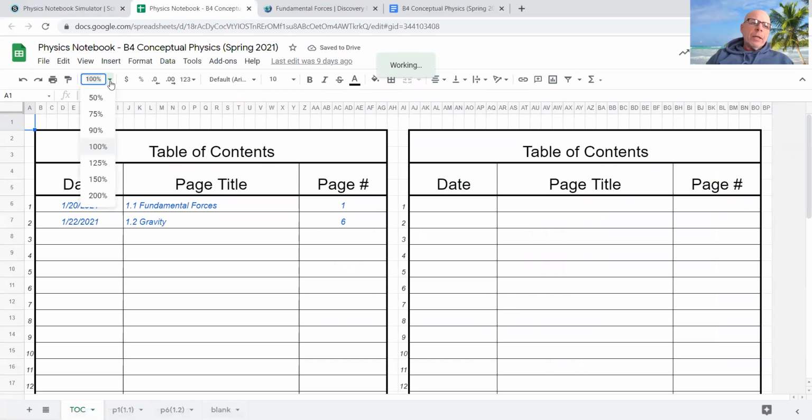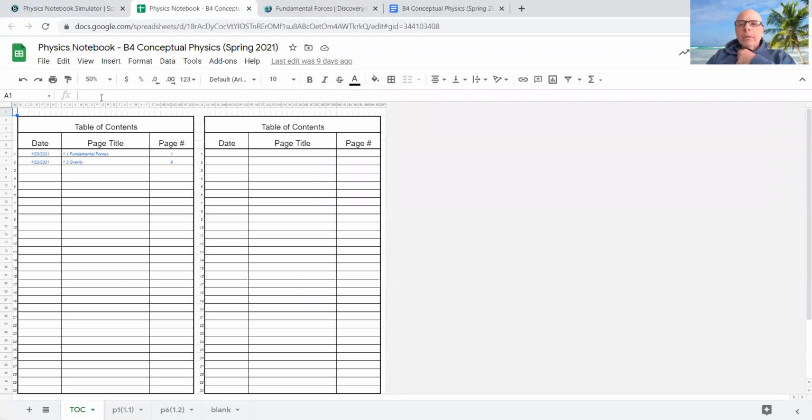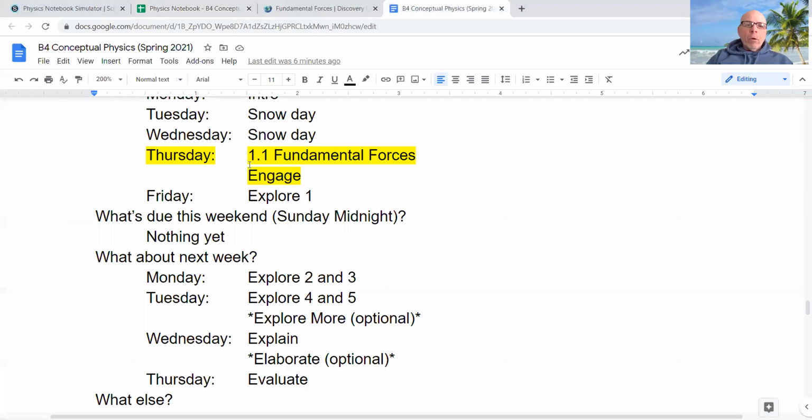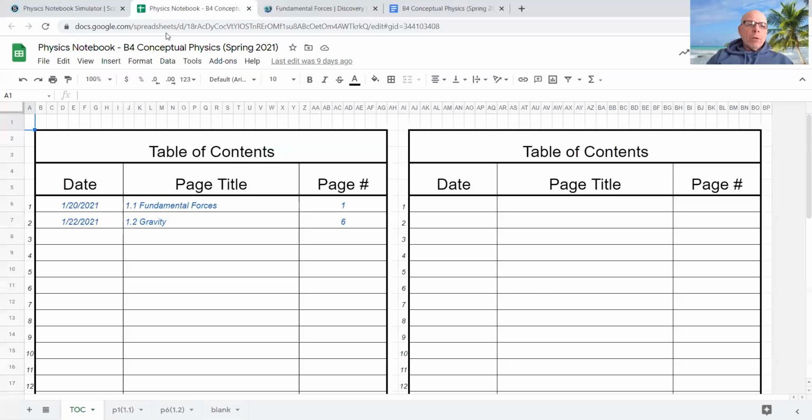In this case, it looks like an engineering notebook. I teach engineering downstairs, so if you want an engineering notebook, I'll give you one. But any notebook will do. For the purpose of understanding my notebook simulator, I have a table of contents here with the date I did an assignment, the title of the assignment, and the page it's on. So this 1.1 Fundamental Forces shows up right in that table of contents, and it's on page 1.